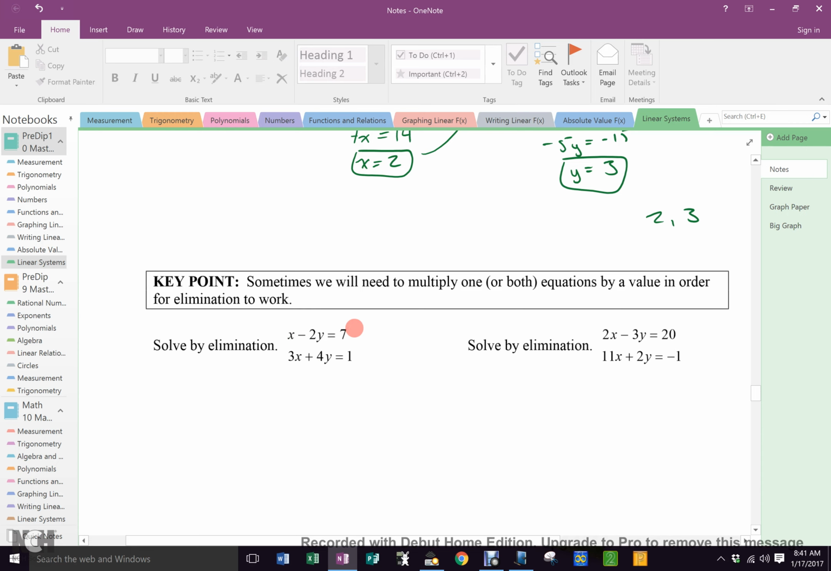Could I also have done this? Multiplied it by negative 3, which would have given me negative 3x plus 6y equals negative 21. Would either one of them work? Does it matter which you do? So is there a way to do this, or is there a method to do it? There is a method. What do you have to learn? The method or the way?